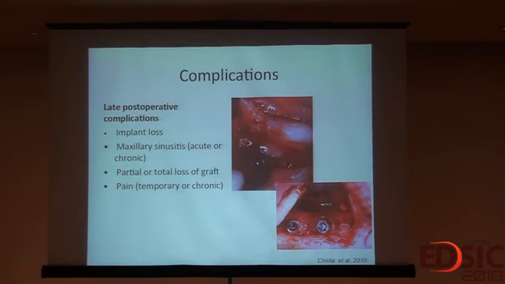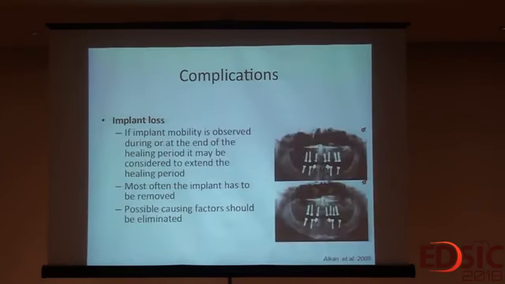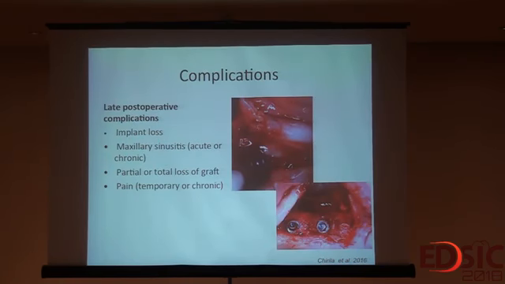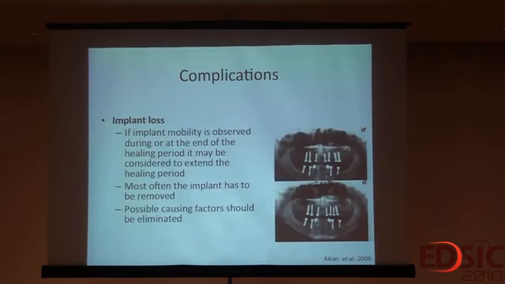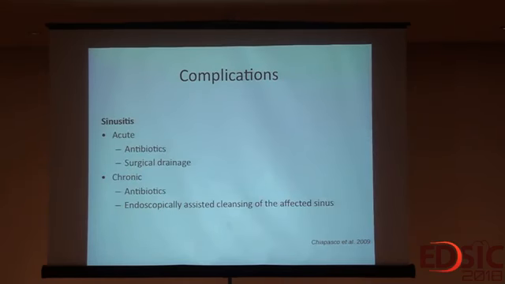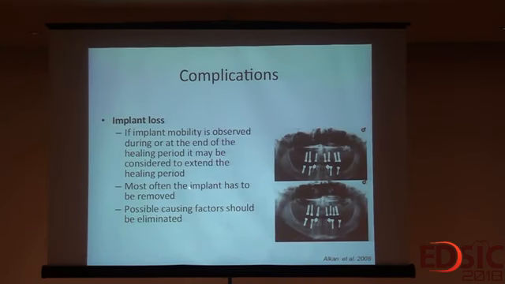Here you see the failed implants after sinus graft and sinus elevation, with implant loss, maxillary sinusitis, acute or chronic, partial or total loss of breath, and pain, sometimes temporary, sometimes chronic. We can have postoperative complications like this. If implant mobility is observed at the end of the healing period, it may be considered to extend the healing period, or most often the implants have to be removed. Possible causing factors should be eliminated, but re-implantation should be postponed until after 3 months and after the resolution of the infection.